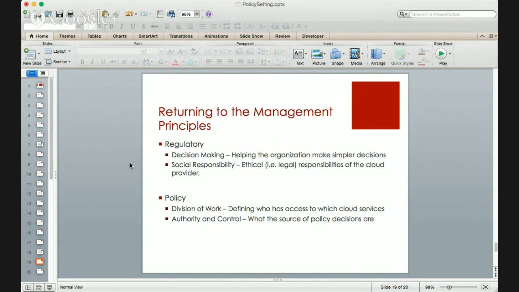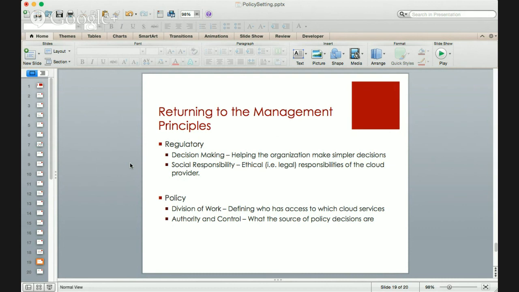Social responsibility is obviously the responsibility of both the client and the cloud infrastructure, because they now have ethical responsibilities, potentially legal responsibilities, for protecting patient care record data or protecting credit card data. I'll stick with those two. Division of work, I think you can start seeing this a little better when we look at policy: as the policy administrator here, I have access to start defining who has access to which cloud services, and I hope you can see that there.